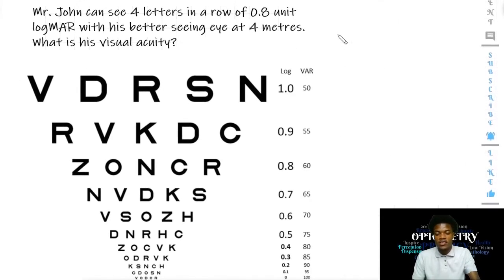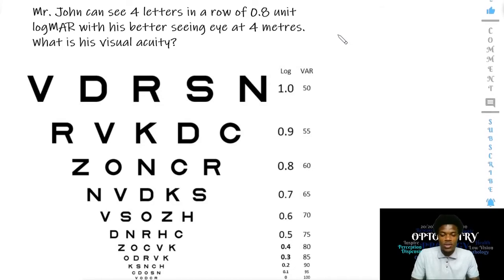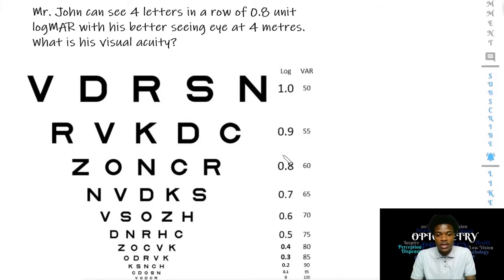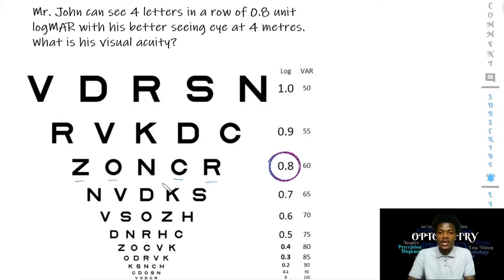So here we have the case with Mr. John. He can see 4 letters in a row of 0.8 unit LogMAR with his better seeing eye at 4 meters. Things to note about this: we're on the 0.8 line here. He's reading 4 letters. Let's say he reads Z, O, he misses the N and he reads C and R. Z, O, C, R. He reads that, he misses the N. So he has read 4 letters in that row of 0.8. We're using a 4-meter chart, and it wasn't halved or anything like that. It's still at its 4 meters.